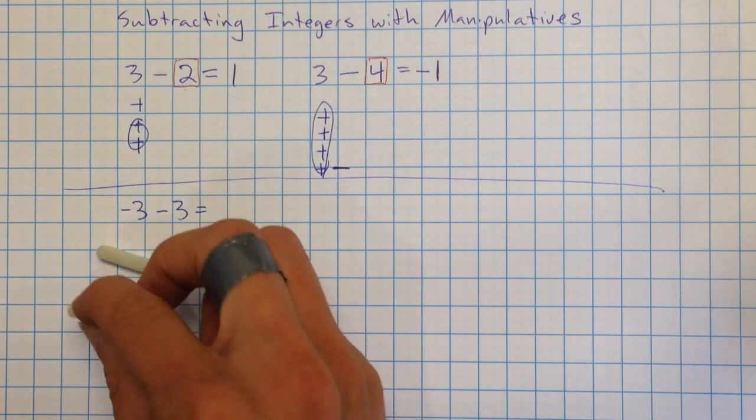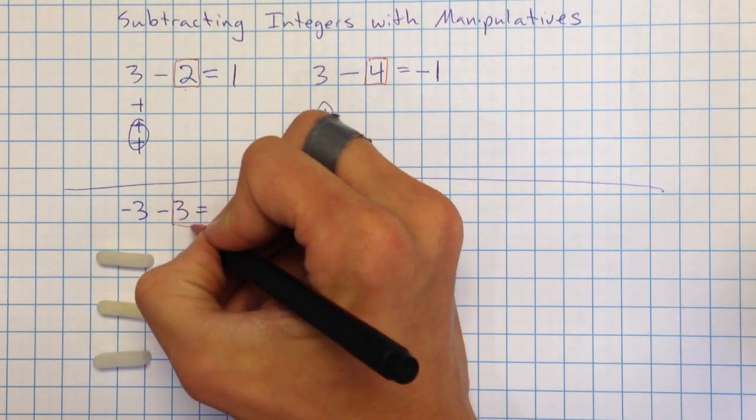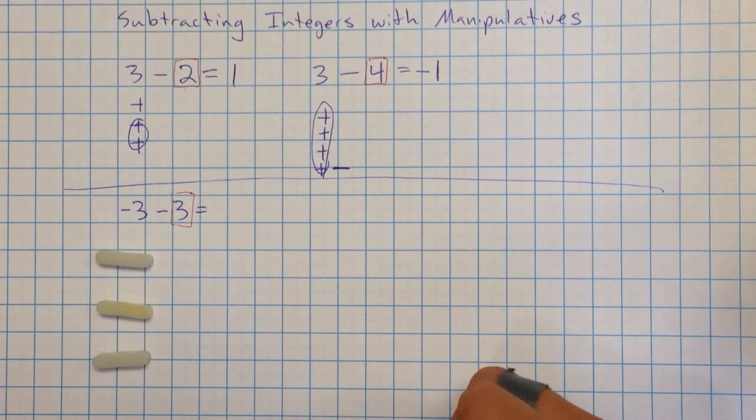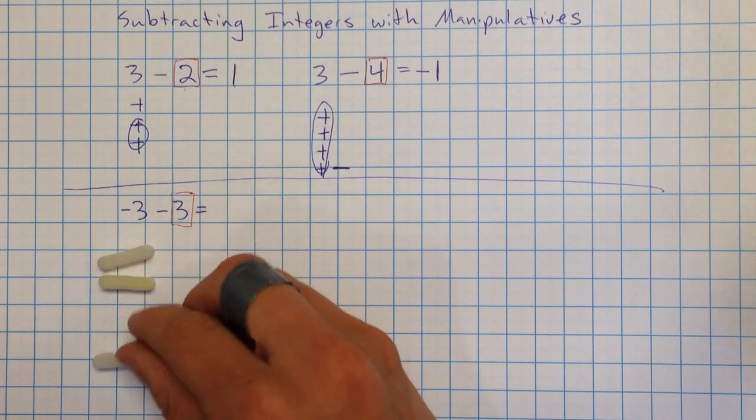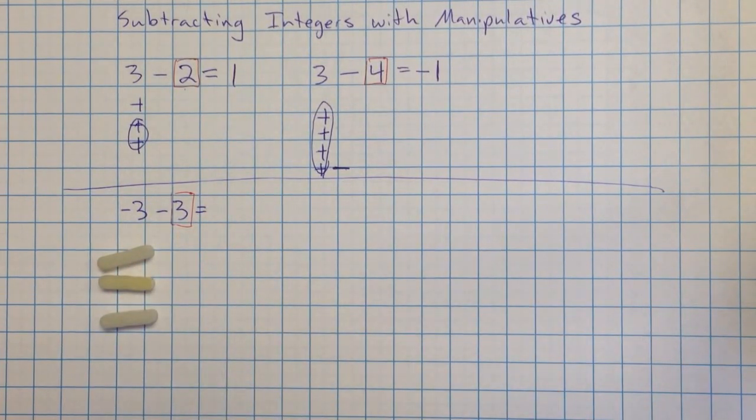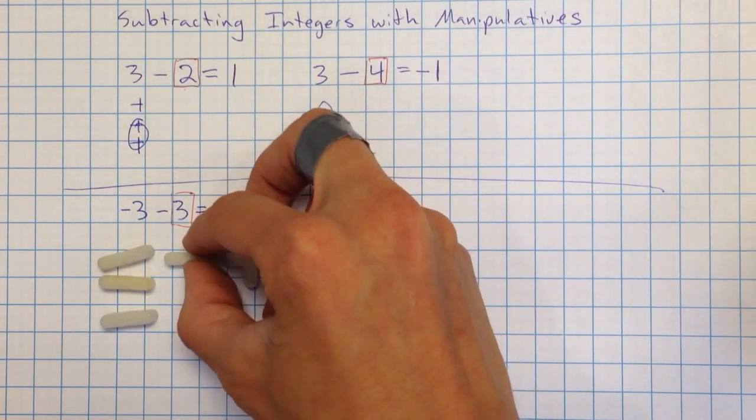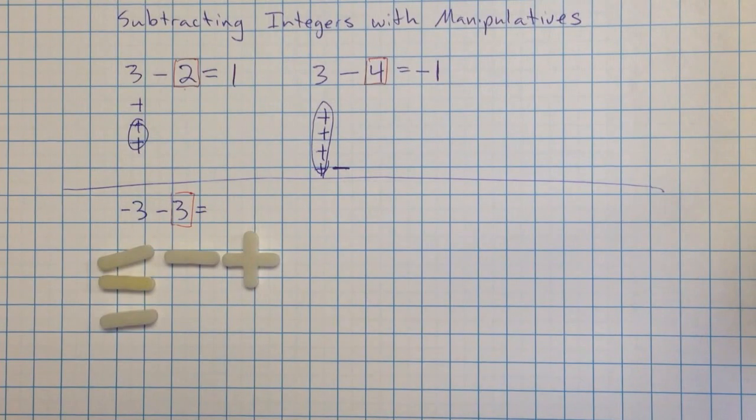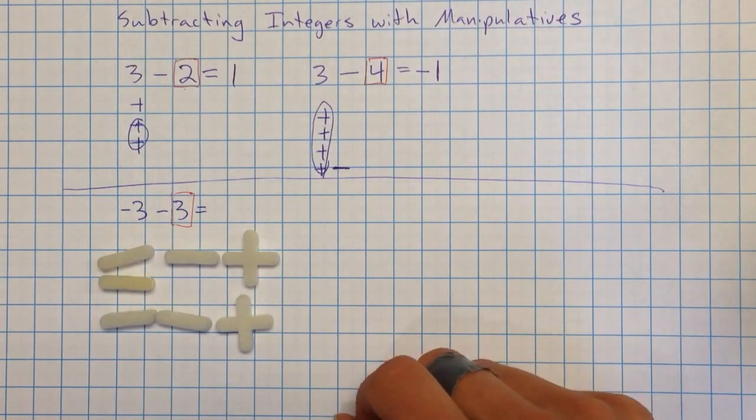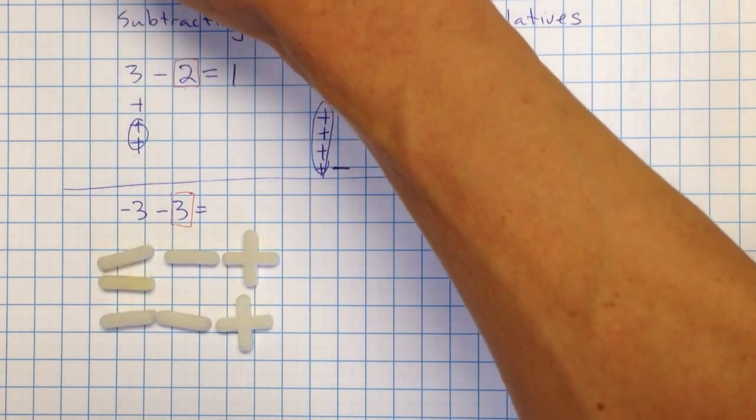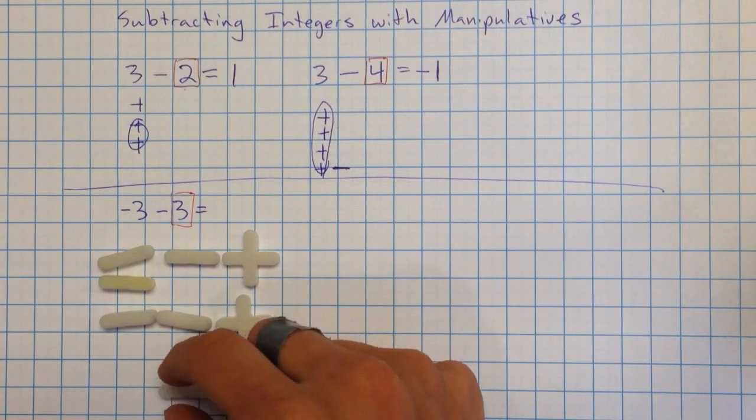1, 2, 3 negatives. Then I want to look at this number right here. Again, I'm taking away a positive 3. I do not have any positives to take away. So I'm going to have to add pairs without changing the value that then lets me take away a positive. So if I add a plus and a minus, now I could take away 1 positive, but I need to take away more than that. So I'm going to have to add another one. Now I have 2 positives I could take away, but I need to take away 3. So I just add pairs until I have what I need to remove.